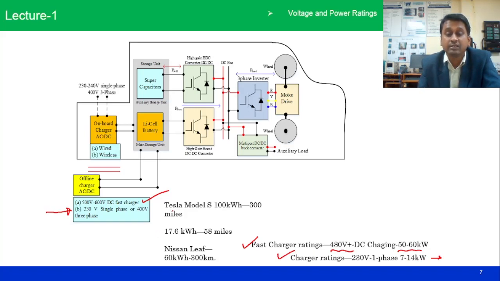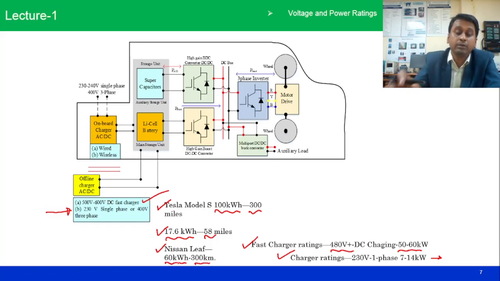In the current generation, based on the battery capacity, there is a limit on how much distance one electric vehicle can travel on a single charge. Based on that, different models are available. For Tesla's model, the battery capacity is 100 kilowatt hour, and it can go 300 miles on a single charge, and if the battery capacity is less, then it can go 58 miles. The recently developed Nissan Leaf replaces the battery technology, and a new battery technology is being used. For 60 kilowatt hour, it can go 300 kilometers on a single charge.